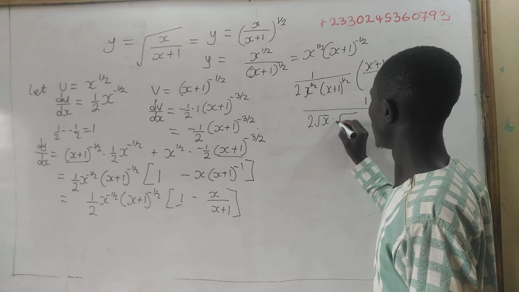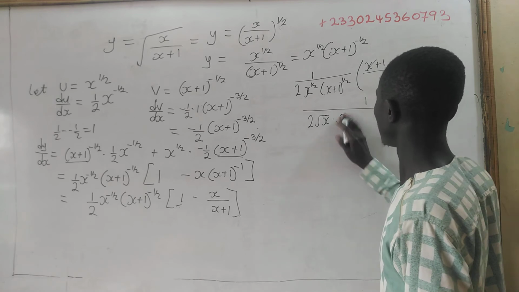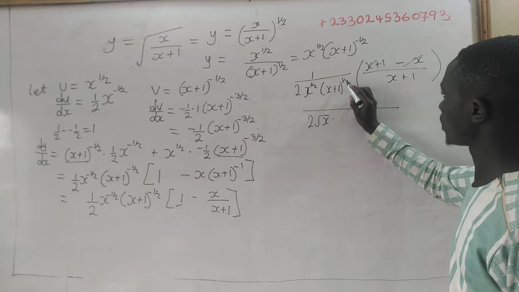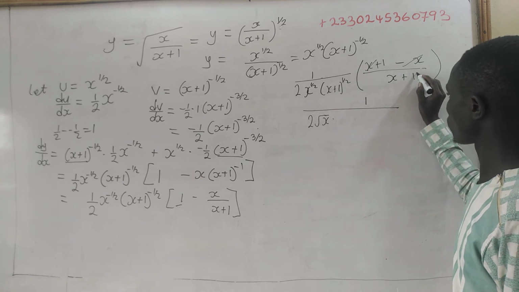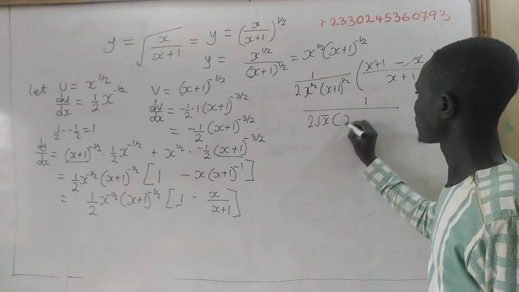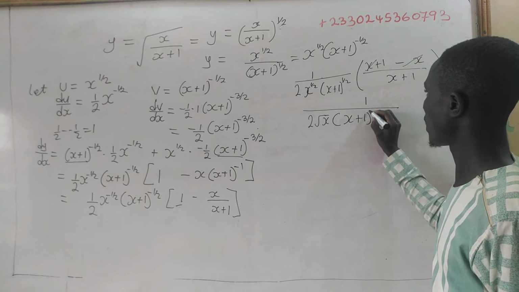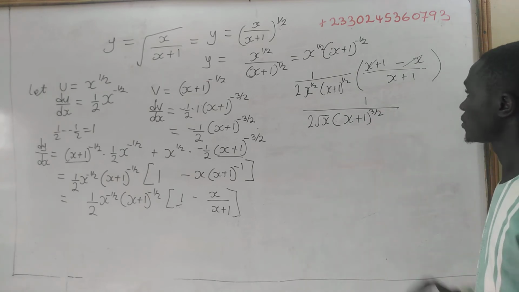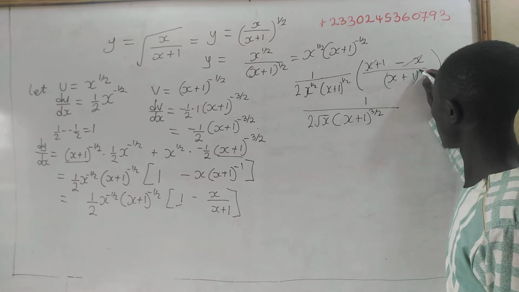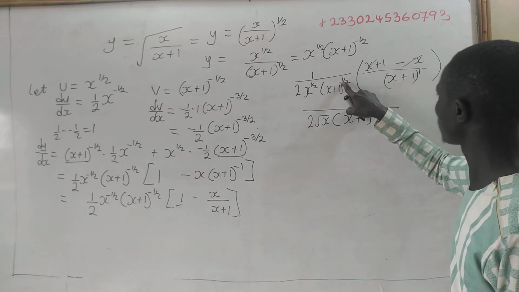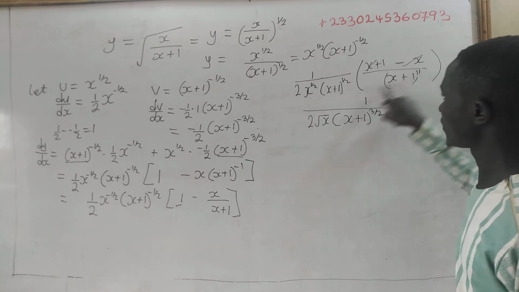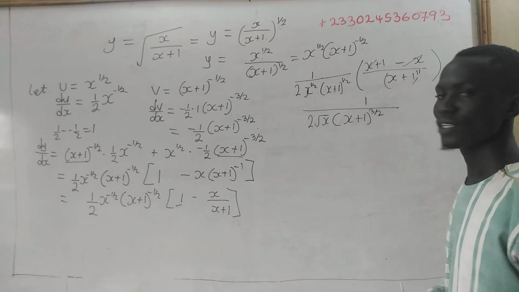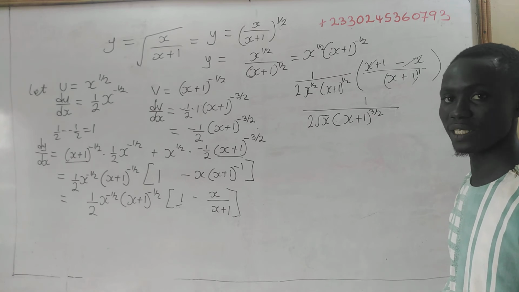times root x. Oh no, here we have x plus 1 to the power half and we have x plus 1. So we are going to have x plus 1 to the power 3 on 2. That is what we're going to have. Because you add the power 1 here to the power half. Half plus 1 is 3 on 2. So this is what our answer would be.